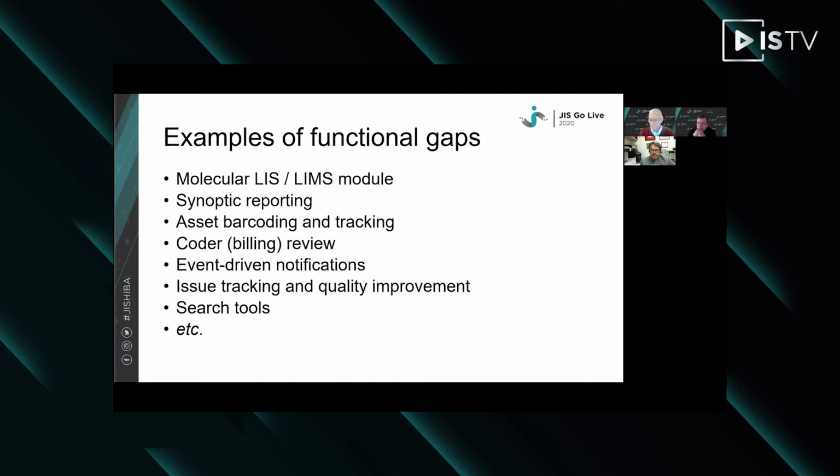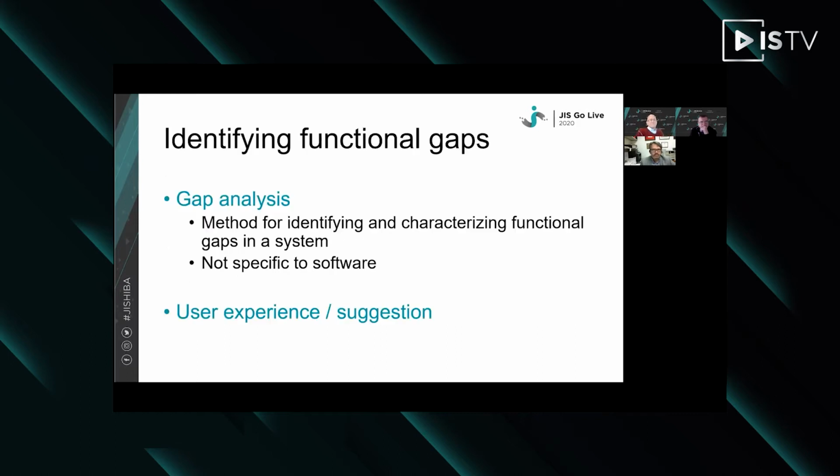Search tools, probably the number one issue that's brought to me about functional gaps in laboratory information systems, is the inability for people to actually get information out of them, or to get information out of systems that were previously operational and which now have been replaced. So these are just some examples. There are many, many other types of functional gaps that you might see.